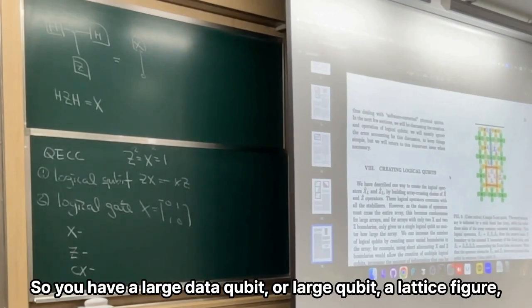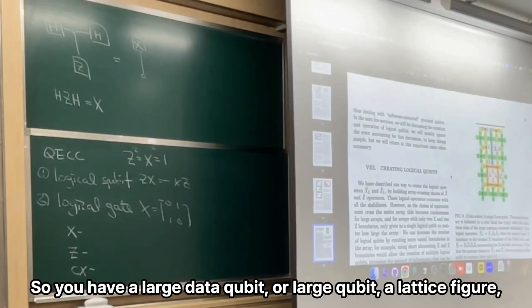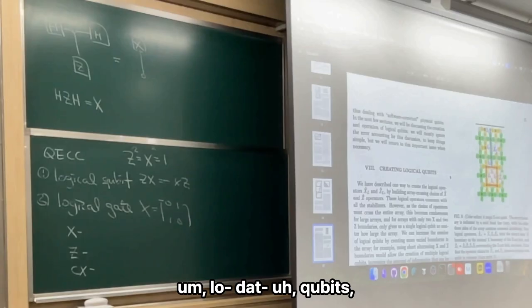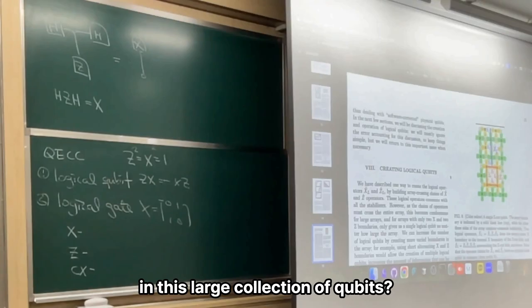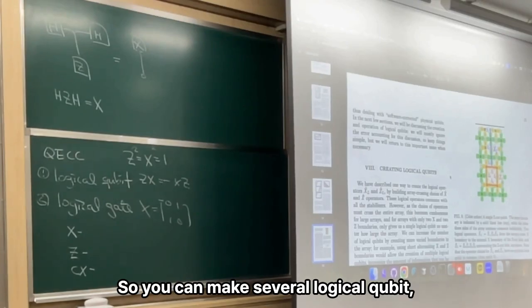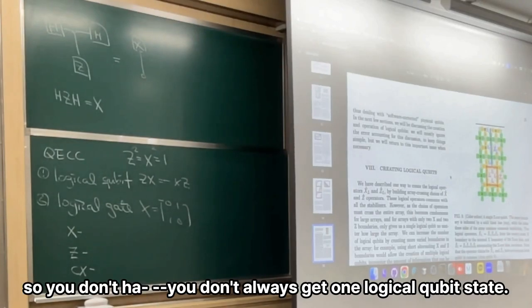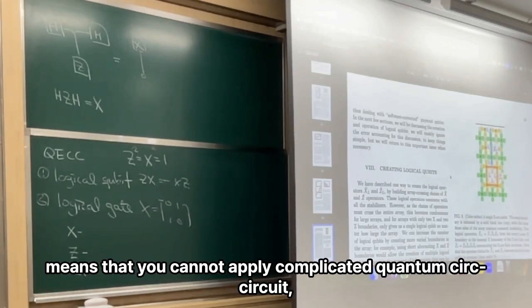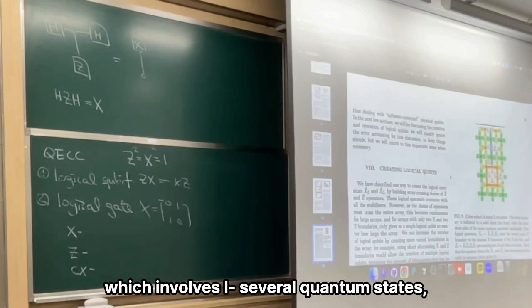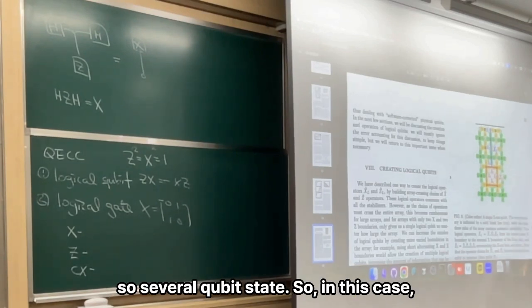So you have a large data qubit lattice figure. Can you just make one logical qubit in this large collection of qubits? The answer is no. You can make several logical qubits. You don't always get one logical qubit state. If you always got one logical qubit state, it would mean that you cannot apply a complicated quantum circuit, which involves several qubit states.